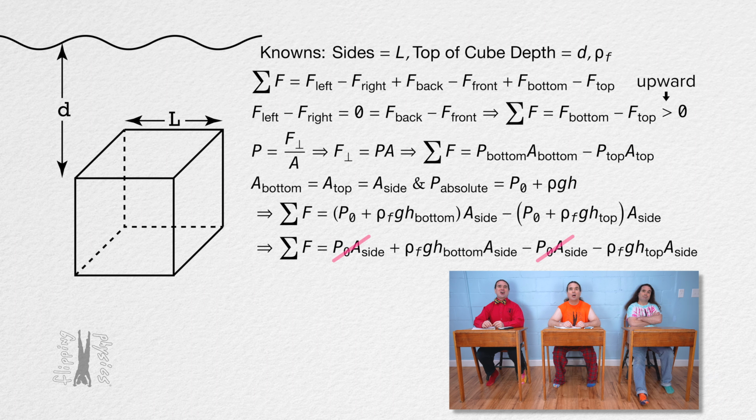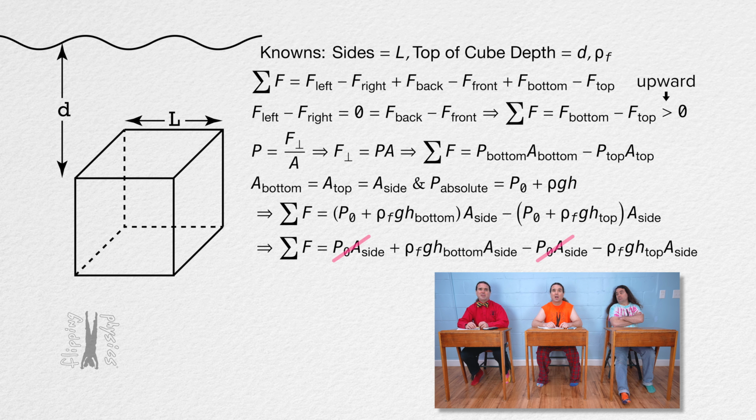Everybody brought pressure naught times area of one side to the party. Everybody did not bring those to the party. They just add up to 0. Oh, it's not a pressure naught times area party.